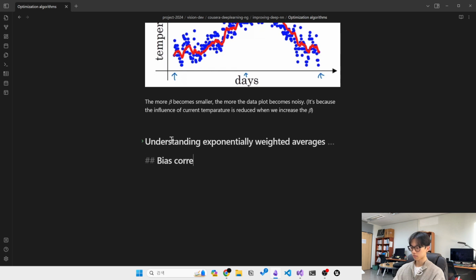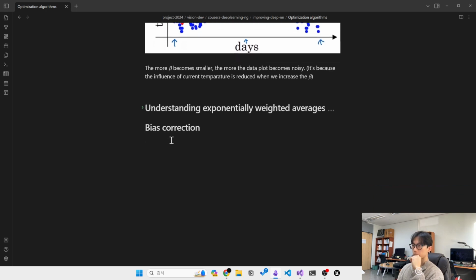In the previous video, you saw this figure for beta equals 0.9, and this figure for beta equals 0.98. But it turns out that if you implement the formula as written here, you won't actually get the green curve when, say, beta equals 0.98. You actually get the purple curve here. And you notice that the purple curve starts off really low. So let's see how to fix that.